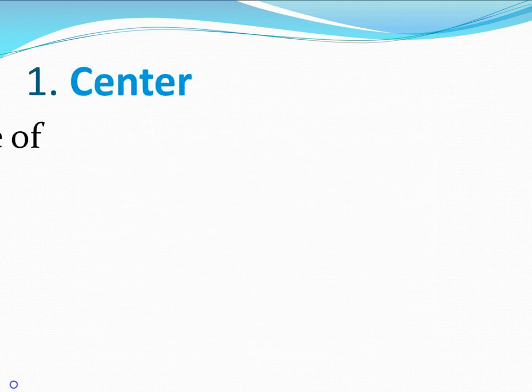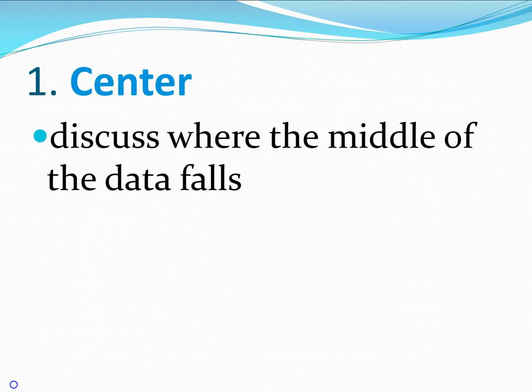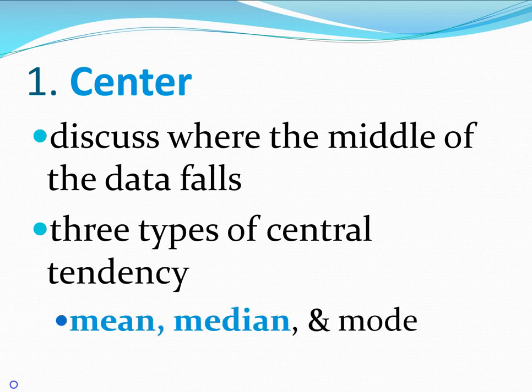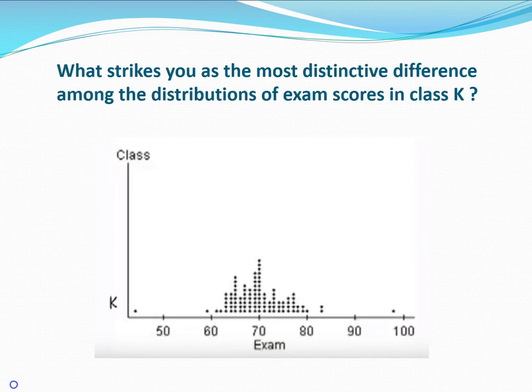When we're talking about the center of a data set, we're talking about where's the middle. Where's the middle roughly, approximately, of the data set? There are 3 types of central tendency. There's the mean, the median, and the mode. That's pretty much the 3 you need to worry about. The mean is the average, the median is the middle, and the mode is the one that happens the most. So when we're talking about center, talk about the mean, median, and mode.